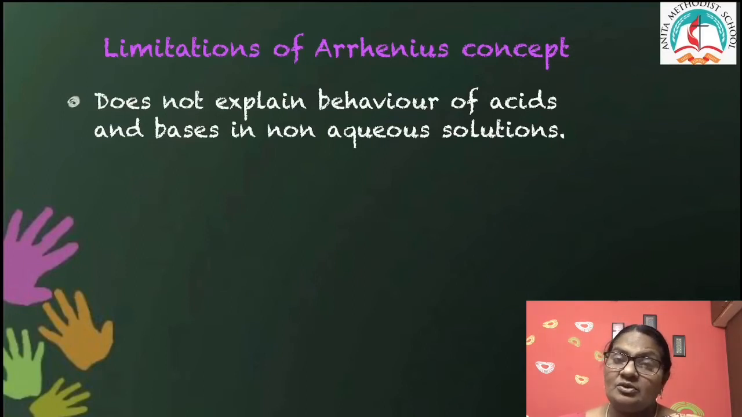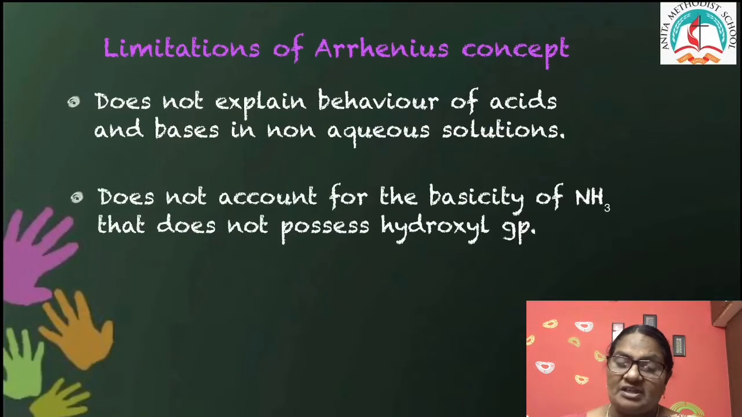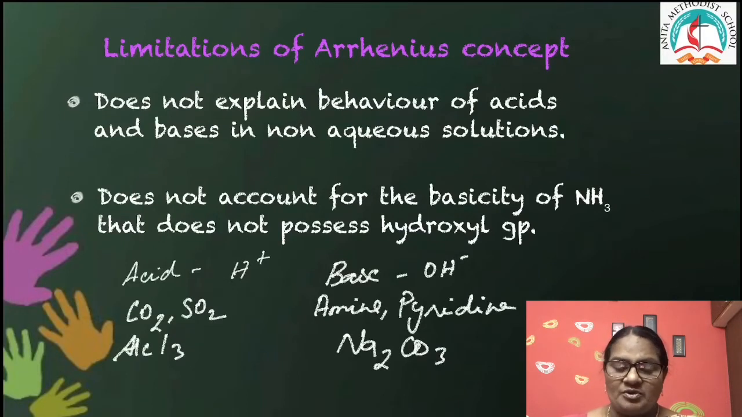Second, he could not account for the basicity of ammonia that does not have a hydroxyl group. According to Arrhenius, an acid should give H+ and a base should give OH-. But there were some compounds like CO2, SO2, AlCl3 which did not have a hydrogen ion in them, but still they were acidic in nature. And similarly, amine, pyridine, sodium carbonate do not have OH- ions, but still they are basic in nature. This could not be explained by Arrhenius.